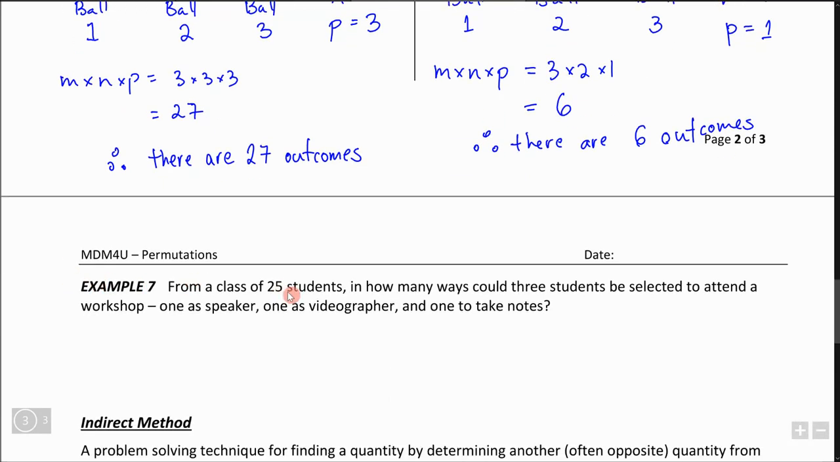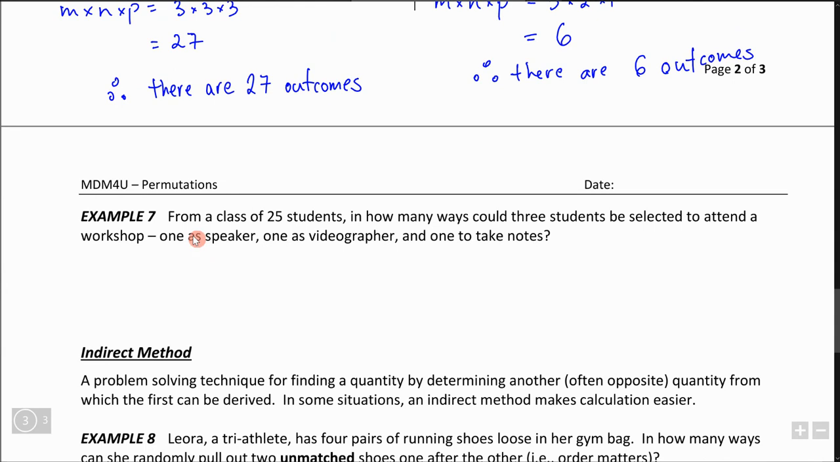Okay, example number 7. From a class of 25 students, in how many ways could 3 students be selected to attend a workshop, 1 as a speaker, 1 as a videographer, and 1 to take notes? Now here in this situation, we're selecting 3 students, so we can't have 1 student act as the speaker, videographer and note taker, or 1 person do 2 roles. No, we have 1 student for each of these 3 roles. So that means each event is going to have a changing number of outcomes. Let's say we pick a speaker first. We have 25 students to choose from for the speaker.